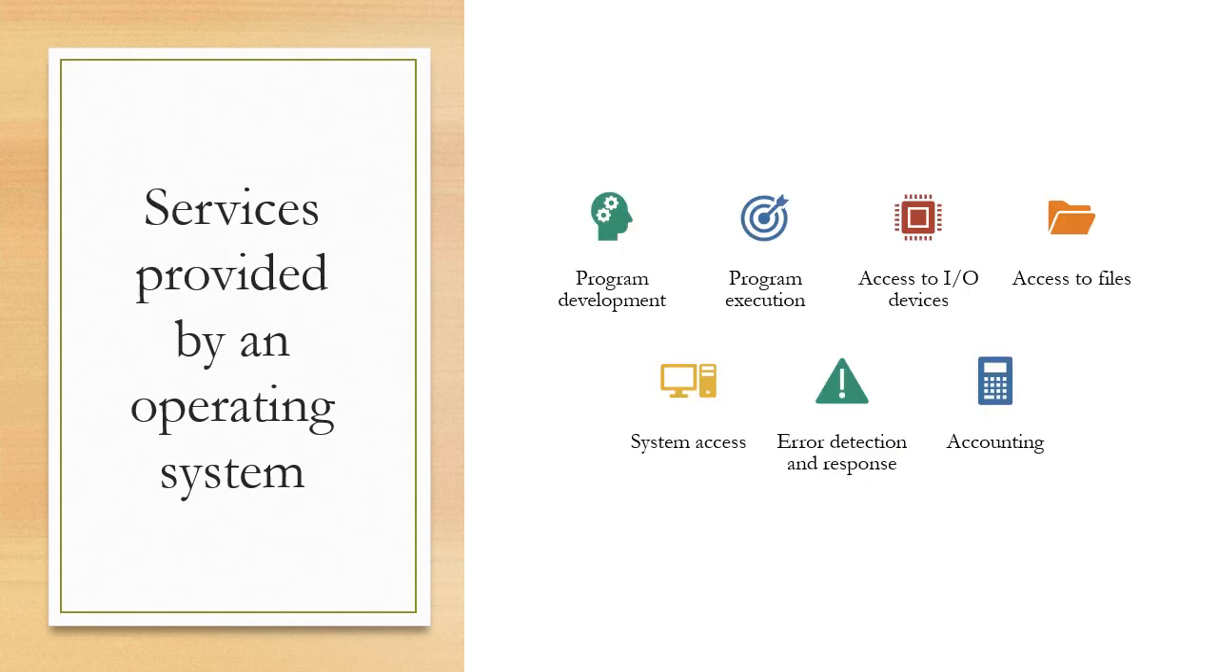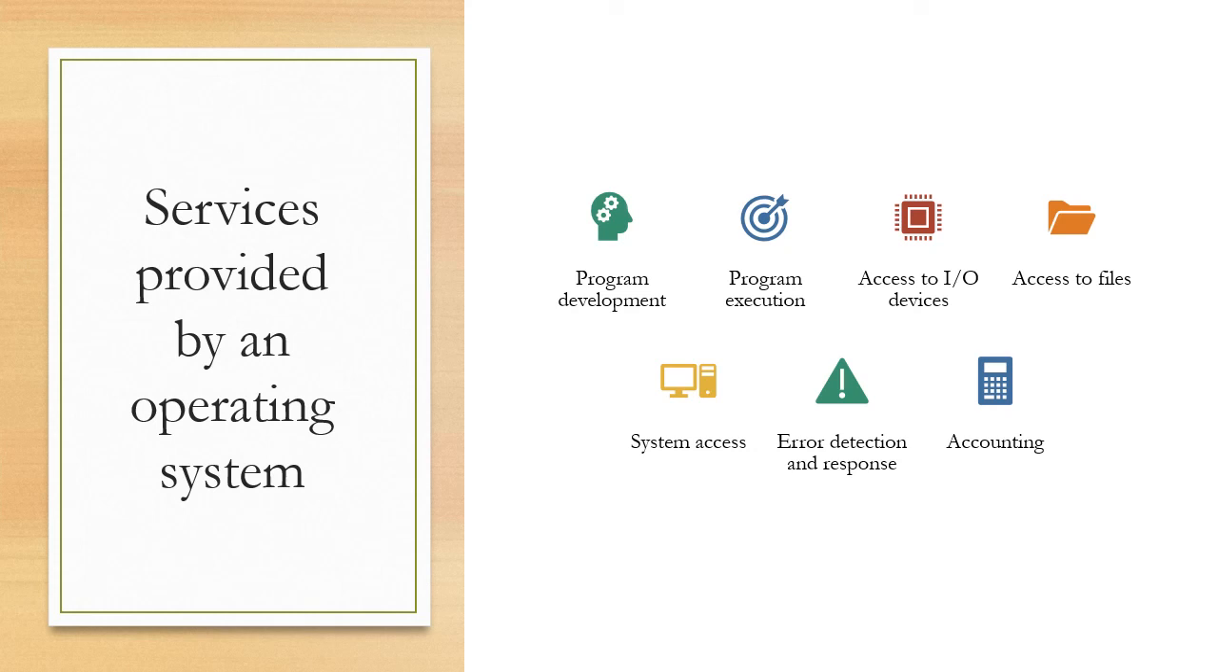What are the services that an operating system provides us? Number one, program development. The operating system provides us editors and debuggers to help develop programs. Number two, program execution. In order to execute the application, the operating system loads its instructions and data in memory locations, initializes files and I/O devices, and allocates processor to the application.